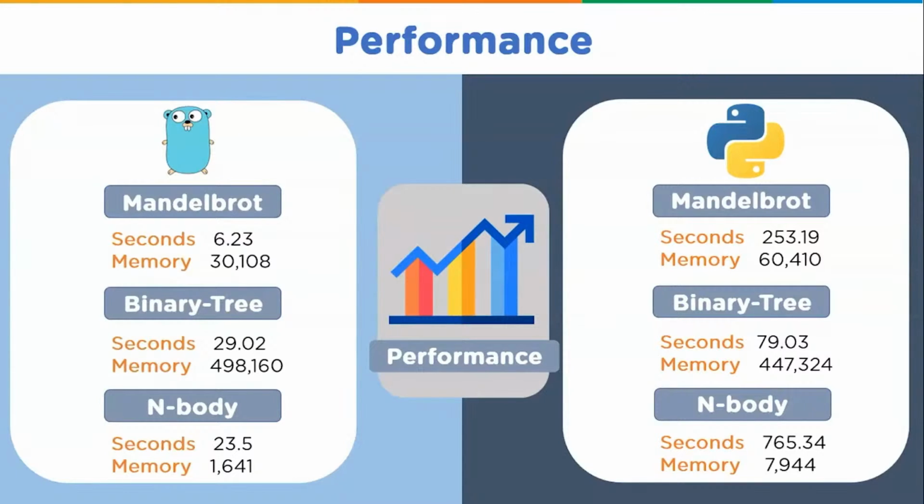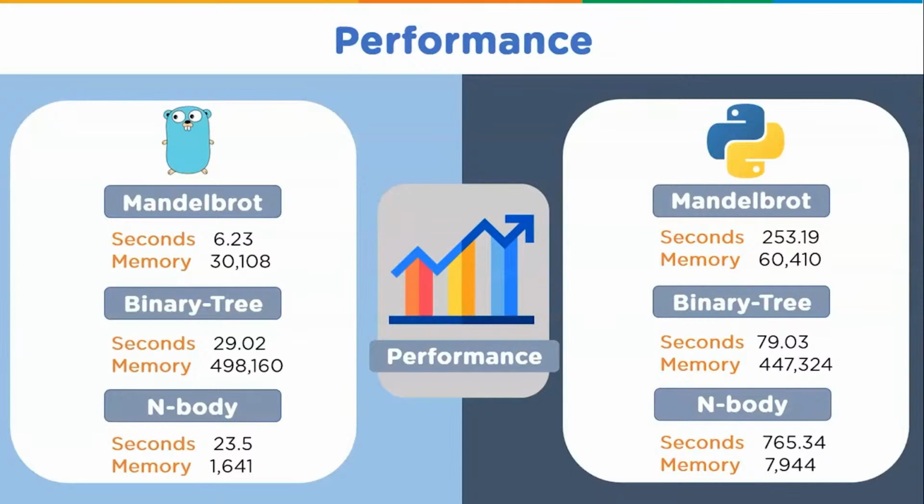For the n-body problem, Go takes 23.5 seconds and uses 1,641 units of memory, whereas Python takes 765.34 seconds and uses 7,944 units of memory to solve this problem. This clearly shows that Golang has outperformed Python when it comes to performance.